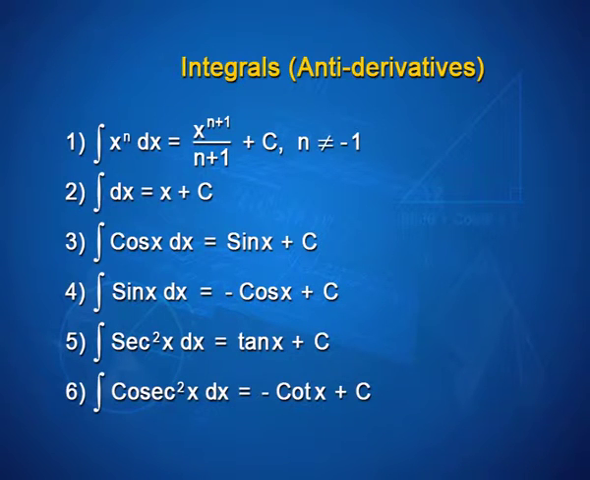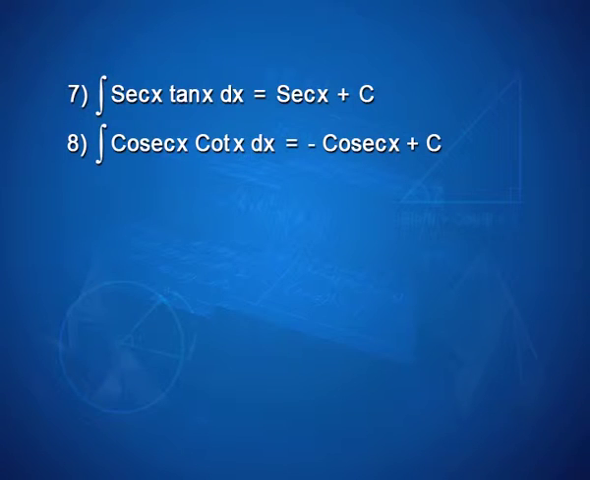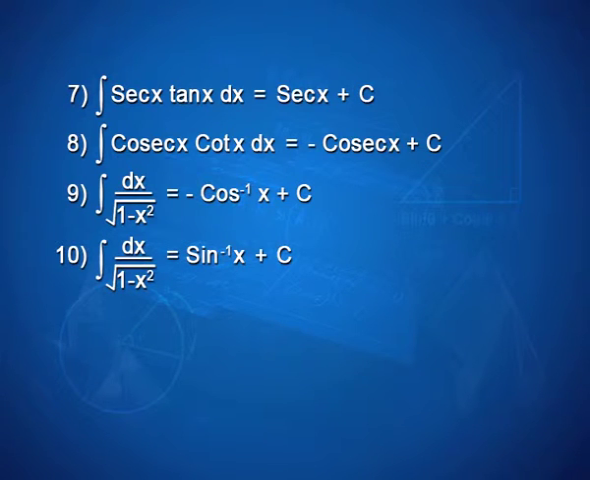Sixth, integral of cosec square x dx is equal to minus cot x plus c. Seventh, integral sec x tan x dx is equal to sec x plus c. Eighth, integral cosec x cot x dx is equal to minus cosec x plus c. Ninth, integral dx upon square root of 1 minus x square is equal to minus cos inverse x plus c. 10th, integral dx upon square root of 1 minus x square is equal to sin inverse x plus c.